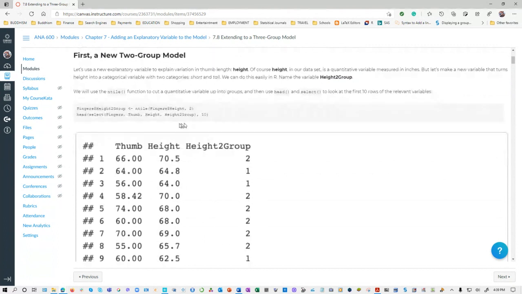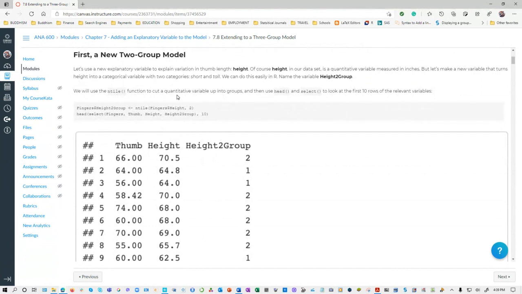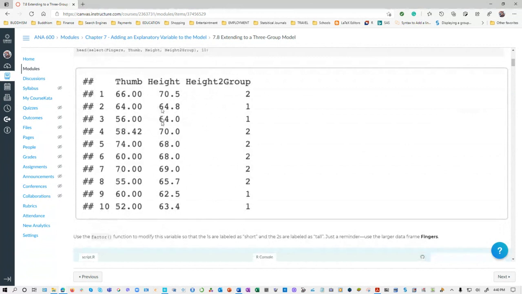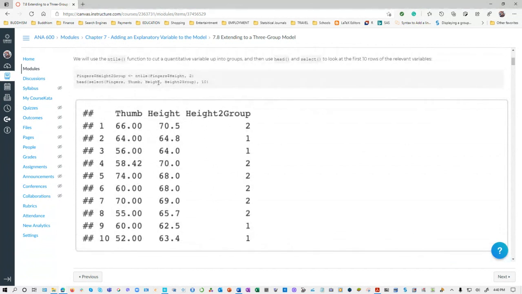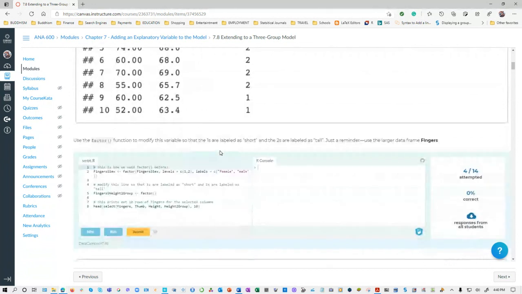Name the variable height two groups. We will use the ntile function to cut the quantitative variable up into groups, and then use head and select to look at the first 10 rows of the relevant variables. Go to fingers, get the height, and divide it into two groups. Then we select, and you get the two groups. By default they are called 1 and 2, but I don't want to see 1 and 2 by default, so you can call them something different.